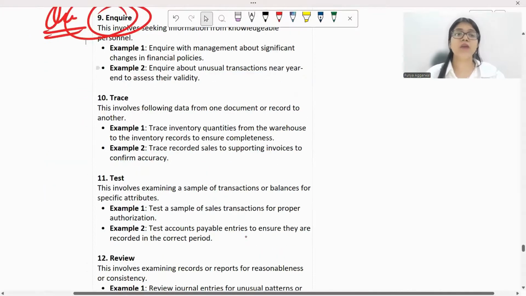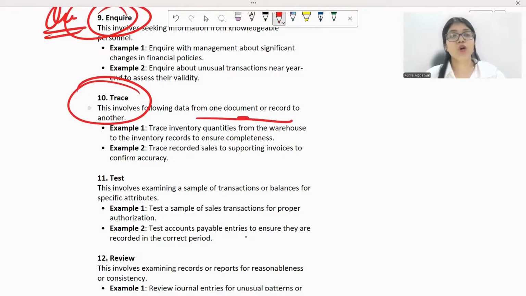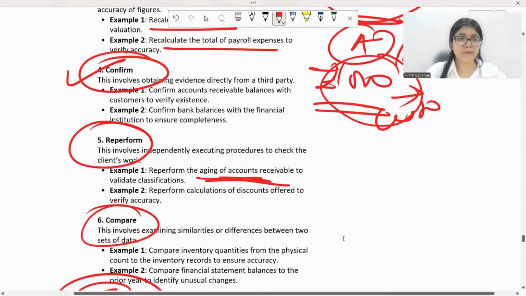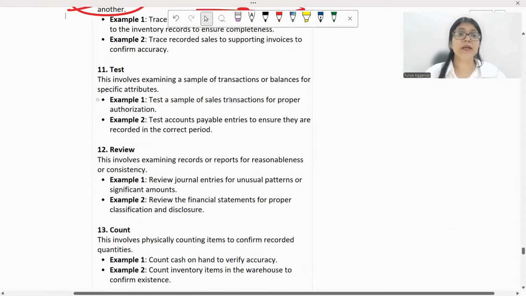Trace. Now, trace is again when you're tracing the data from one document or the record to the other. So you're tracing the inventory quantity. So again, I say that do not rarely use this word trace because it can mean different items as well. So this is not very commonly used in your substantive procedures, but you should know the meaning of it, right? Then, I'm sorry. Yeah, test.